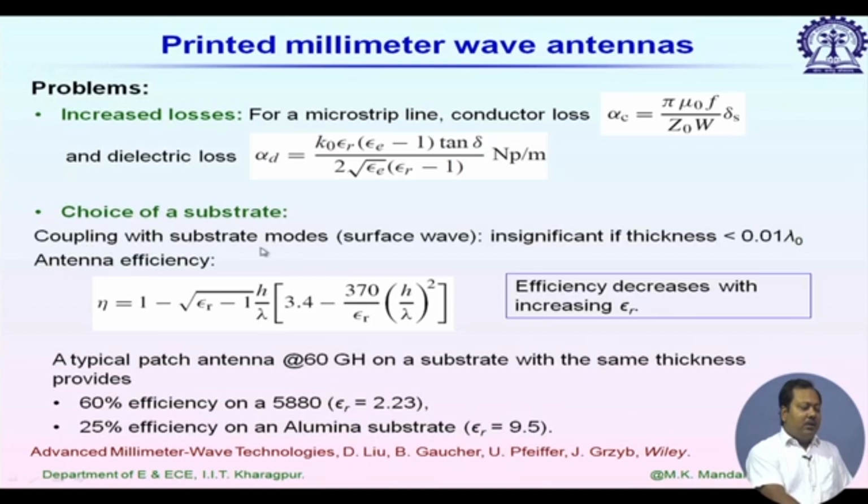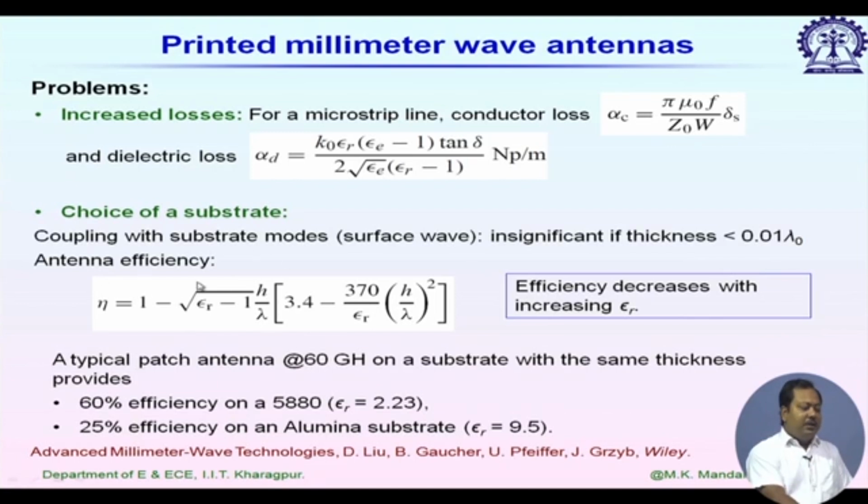Coupling with substrate modes, or in other words what we also call surface wave, is insignificant only if the thickness is less than 0.01 lambda naught. Otherwise, we have to consider the effect of the surface wave mode. Now, if I consider a frequency of 60 gigahertz, lambda is 5 millimeter. So, 0.01 lambda naught is too small, too thin. Most substrates will be thicker than this, and we can't avoid the effect of surface wave generation.